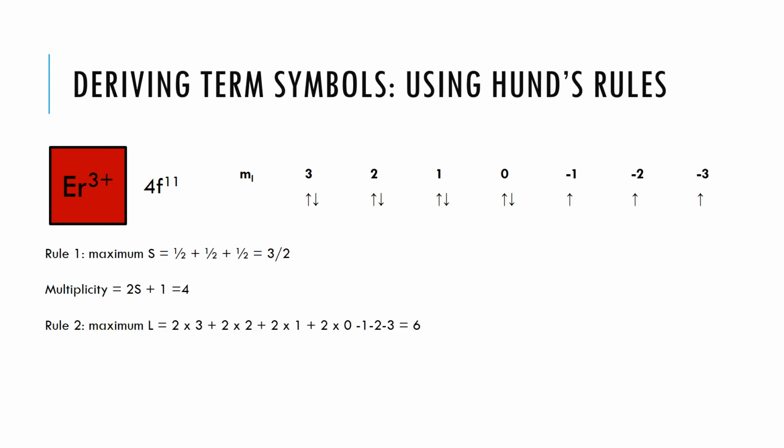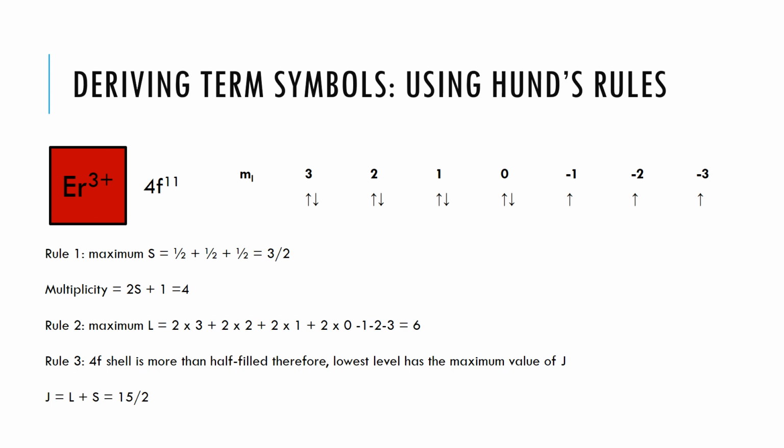Rule 2, I'm gaining a maximum value of L here, so I sum up electrons in those orbitals. That gives me 6. Rule 3, the 4f shell is more than half filled here, so the lowest level has the maximum value of J, and I add L and S this time, and that gives me 15/2. So there's the complete ground state term symbol for europium 3+, 4I 15/2.